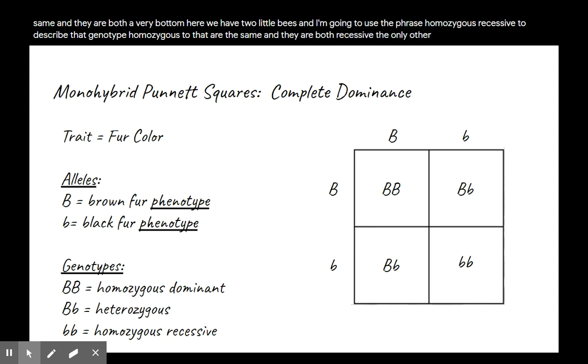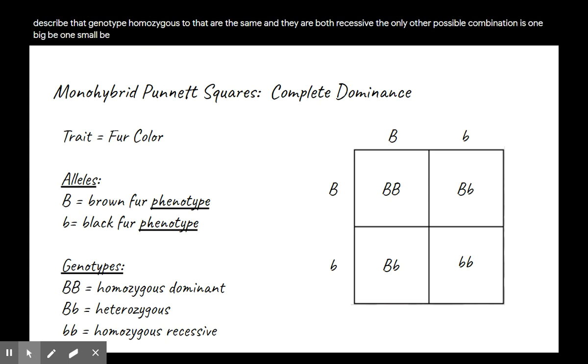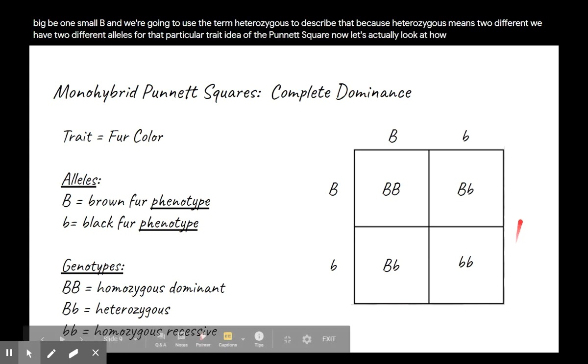The only other possible combination is one big B, one small b, and we're going to use the term heterozygous to describe that because heterozygous means 2 different. We have 2 different alleles for that particular trait. So that all sets up the idea of the Punnett square. Now let's actually look at how to do one.